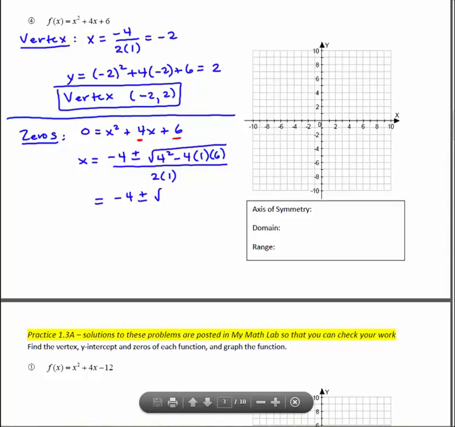Now look at what happens underneath the radical this time. I have 16 minus 24. Well, that's going to give me a negative 8 under my radical. And we'll talk more about this next time, but anytime you try to take the square root of a negative number, we get an imaginary answer. So imaginary numbers don't appear on our graph anywhere. And for that reason, we're going to have to conclude that there are no zeros that show up in this graph. No zeros that are real numbers.